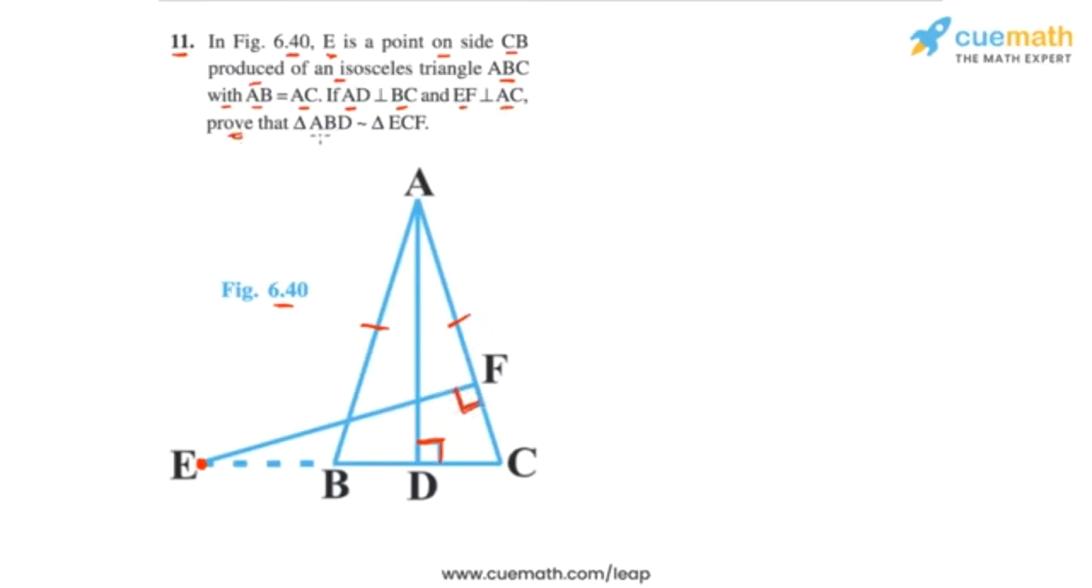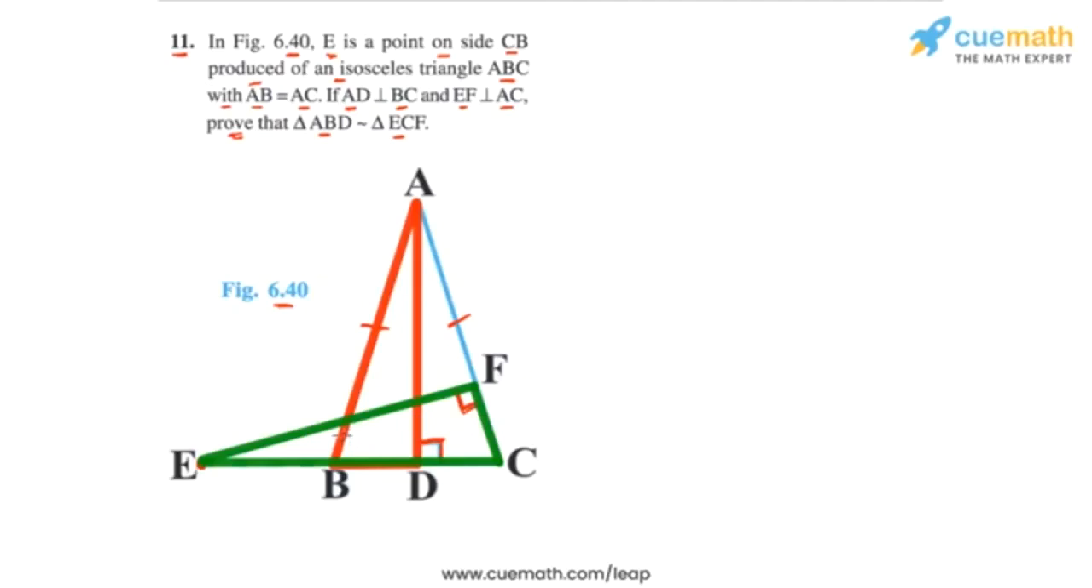Prove that triangle ABD, so triangle ABD is this triangle, will be similar to triangle ECF, and triangle ECF is this triangle. So we have to show that these two triangles are similar. Now this is actually quite a simple problem because it's easy to see the relationship of the angles of these two triangles. And here's the logic to do that.